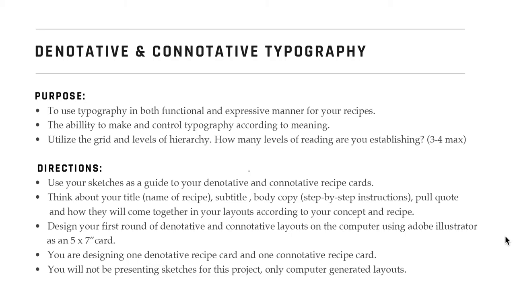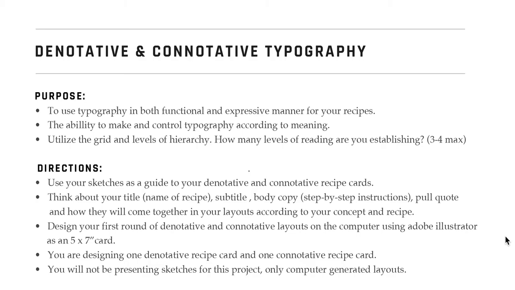So we're asking ourselves, how many levels of reading are we trying to establish? So we want to do 3 to 4 max. So that's title, subtitle, then we have the body copy, which is our instructions, and we have the ingredients list. And we can also put in a pull quote.